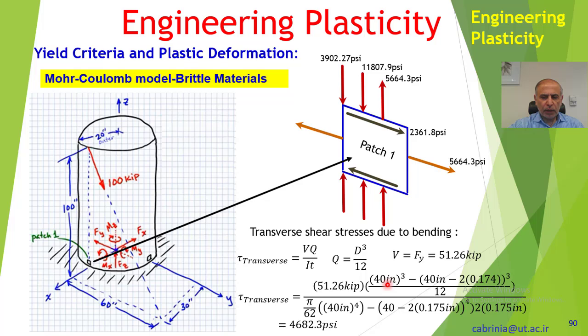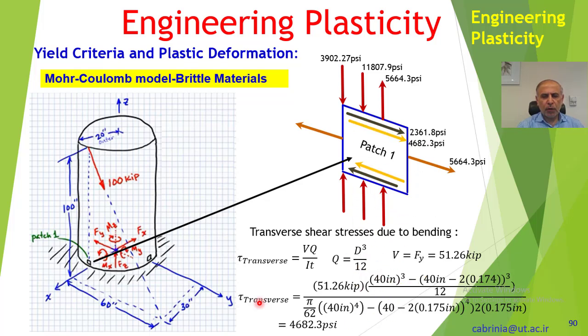Then we put the outside diameter 40-inch cube divided by 12 minus the hollow section, which is 40-inch minus 2 times t to the power of cube divided by 12, and this is the value for I times the thickness of the cylinder. So we get here 4,682.3 psi is the transverse shear force, which we put on the patch like this.